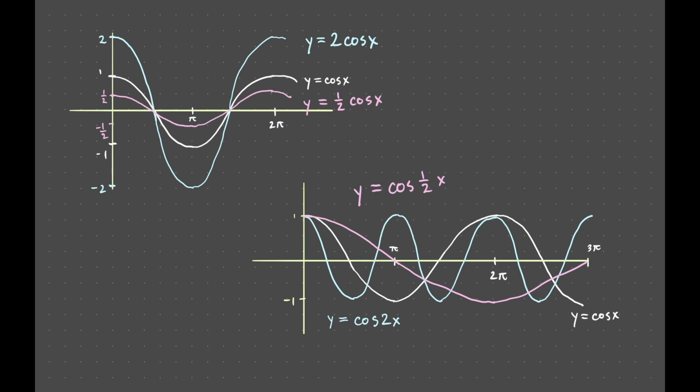The reason for this stretching is essentially that when there is a factor of 1/2 next to the input, then it takes twice the amount of input to move along the graph. And so when moving along the graph, the changes in value are recorded twice as slowly.